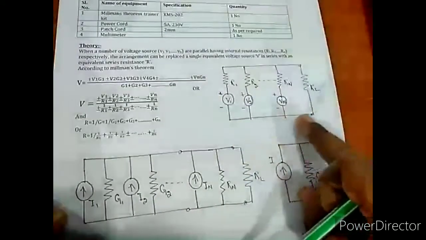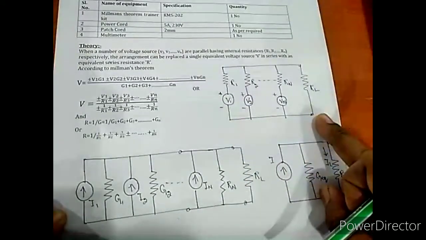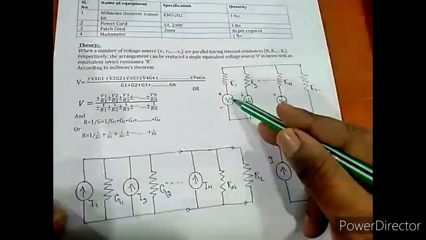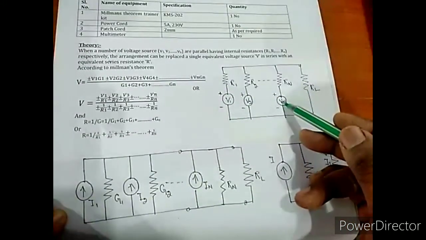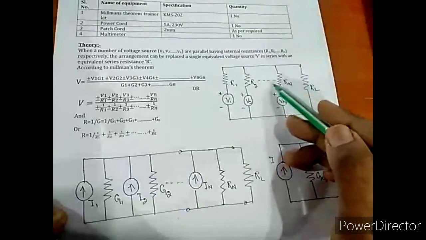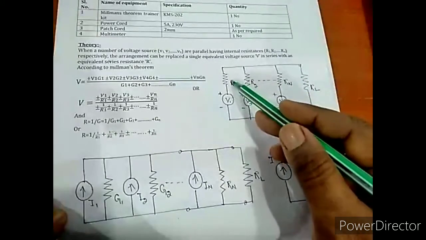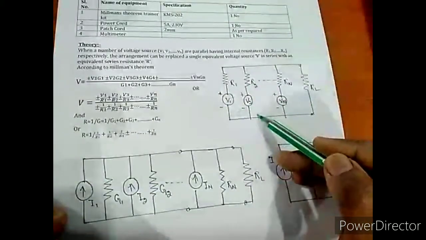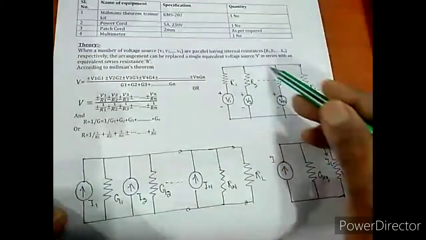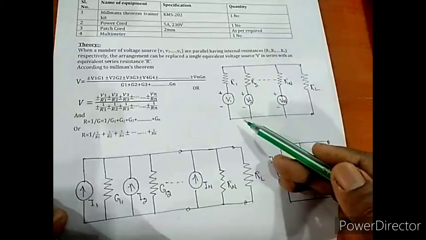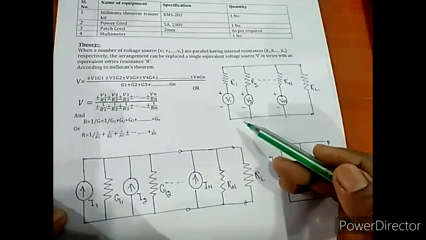See students, here let us take one example of a linear bilateral network. It consists of n number of voltage sources. See here V1, V2 up to Vn, n voltage sources are there and they are connected in parallel with their internal resistances. Means each voltage source has a resistance connected in series, and all these combinations are connected in parallel. Your motto is to convert this circuit into an equivalent circuit which consists of a single voltage source in series with an equivalent resistance.